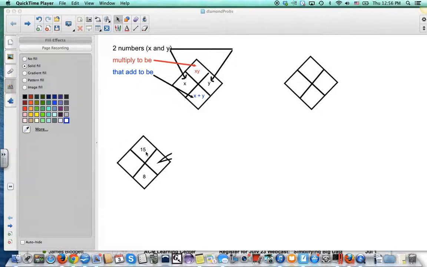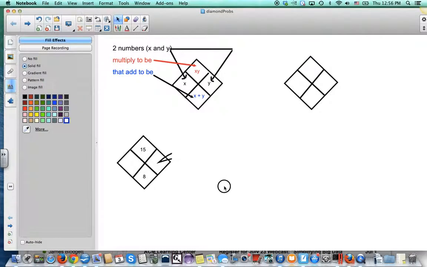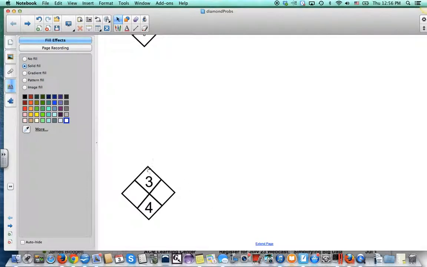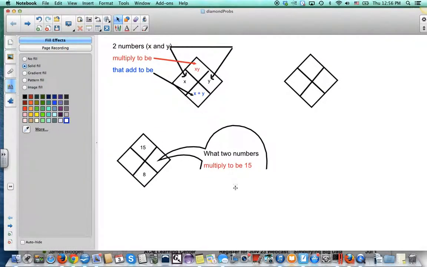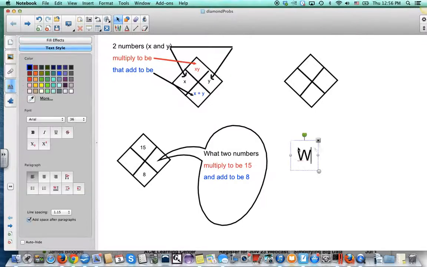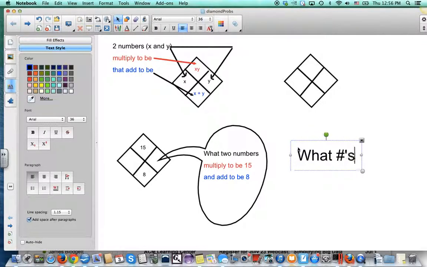So if I knew that this top diamond was a 15 and the bottom diamond was an 8, I'm thinking to myself, okay, so those numbers multiply to equal 15, and they add to be 8. So I usually start thinking to myself, what numbers multiply to be 15?